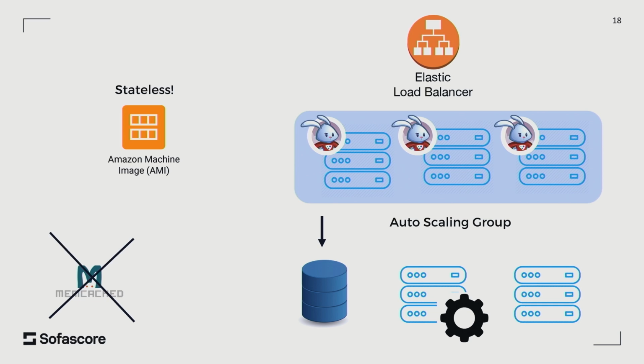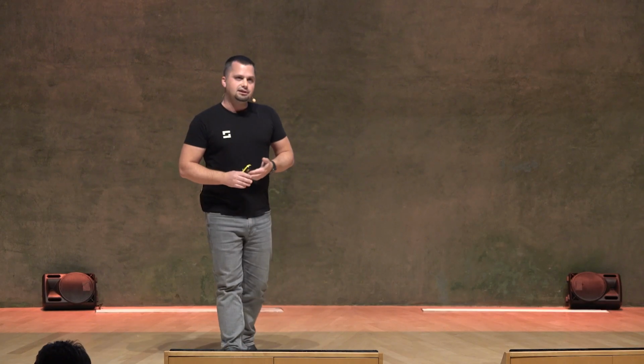So the setup was pretty simple. We had an Amazon machine image, which had everything baked in together with Varnish. We had a database, a couple of workers. We got rid of memcache because it wasn't needed anymore. And the reason why we could move to the cloud pretty easily, and have an auto-scaling group, is because we were stateless. This goes without saying, you should be stateless wherever possible, because scaling state is really difficult.